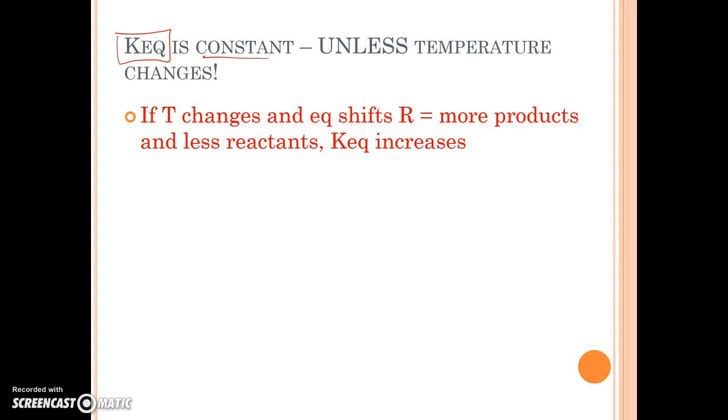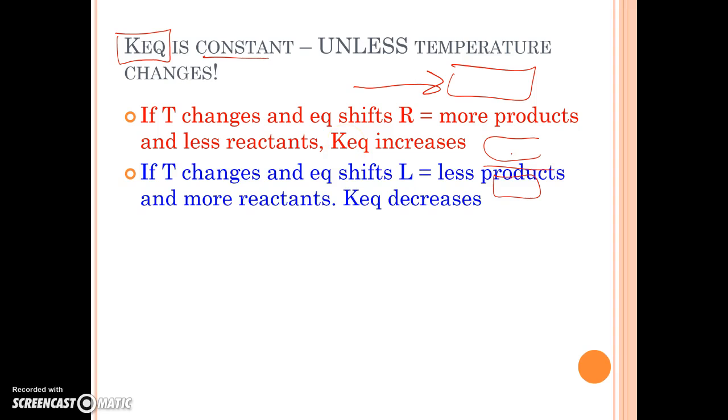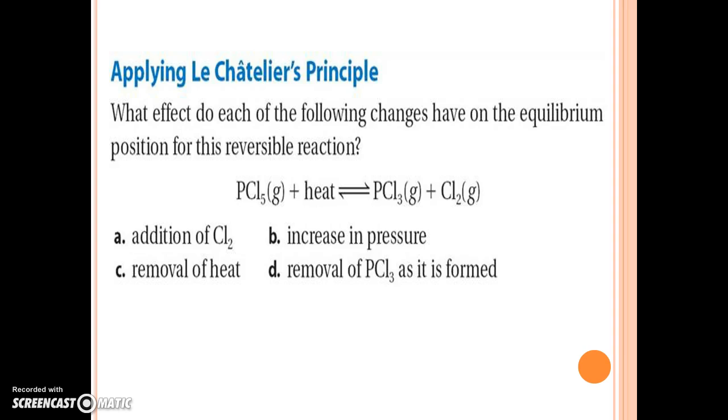So if the temperature changes and the equilibrium shifts to the right, favoring the products, your ratio of products over reactants gets to be a bigger number and Keq increases. If the temperature changes and the equilibrium shifts to the left, meaning you have less product, more reactant, your products over reactants is a smaller value and your equilibrium constant decreases.